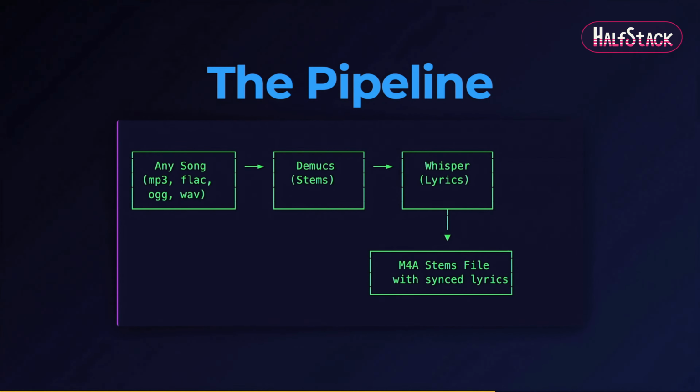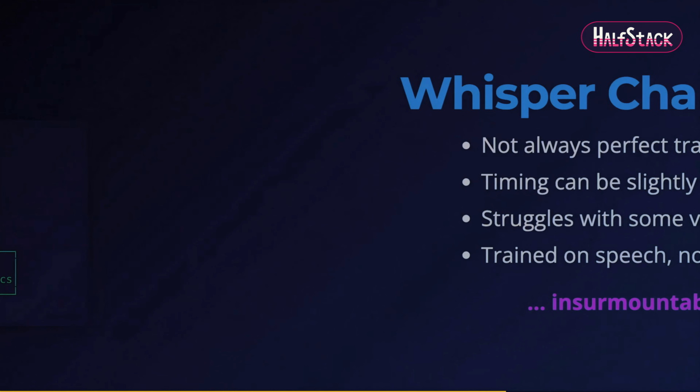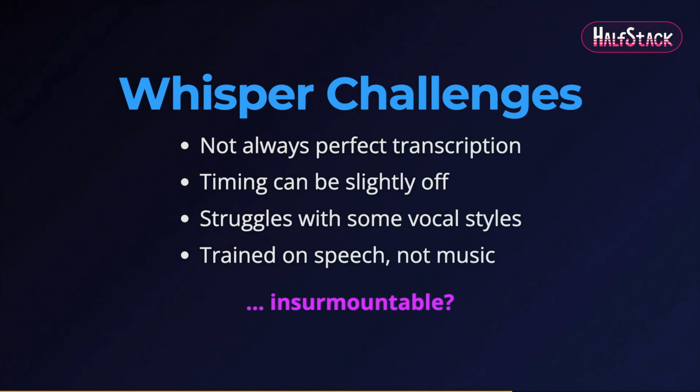Okay, so we've got all of those pieces. Our pipeline now to make karaoke: we take any song, run it through Demucs to separate the pieces, run the vocal piece through Whisper to get the lyrics, and put all that together in an M4A file. Now we have a karaoke song and everything is perfect and this just works, right? Except that Whisper was trained on speech, not singing, sometimes a problem.